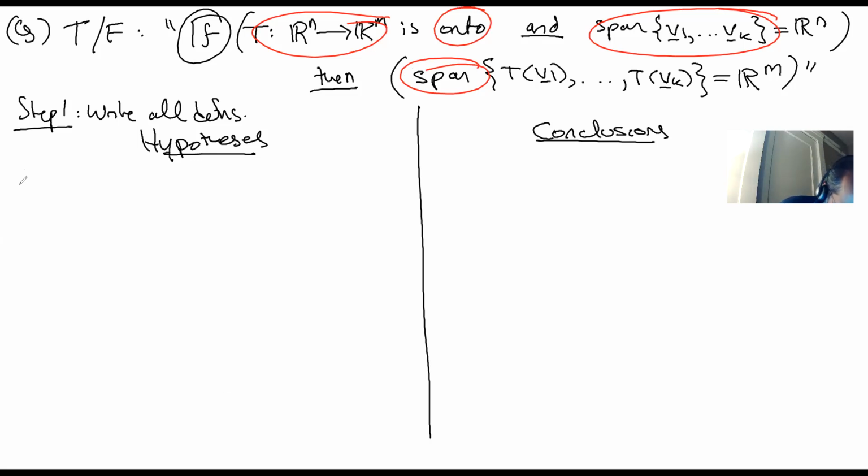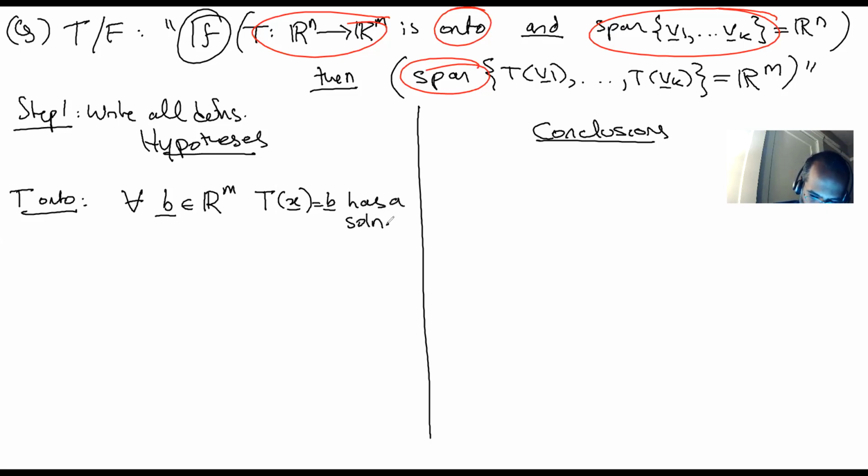What's the definition? So T is linear. That means it preserves linear transformations. Or maybe I'll write that at the end. So what does it mean for T to be onto? Well, okay, it's that for every B in R^m, Tx equals B has a solution.